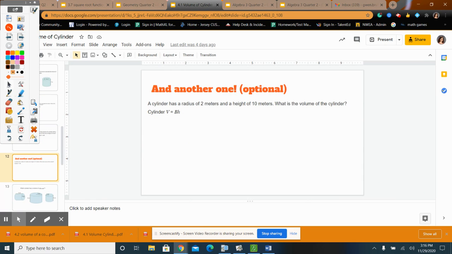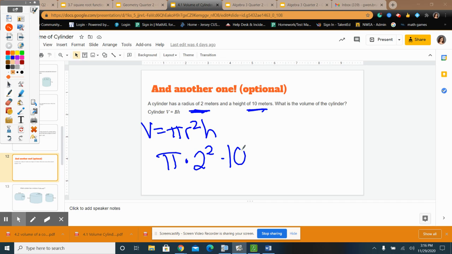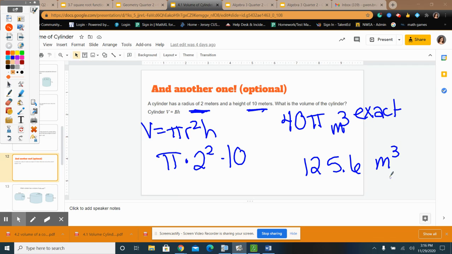Doesn't matter. We're just doing what they ask us to do. Okay, here's another one very similar. This one was optional, but we'll go ahead and do it. Pi r squared h, no picture. Okay, the radius is 2, the height is 10. So that will be pi times 2 squared times 10. So if it was exact, we would take the 10 times 2 squared, which will be 40 pi. And this is going to be meters cubed. And if it was approximate, we'll take the 40 times the 3.14. That was really sloppy that I just wrote. 125.6 meters cubed. That's the approximate.